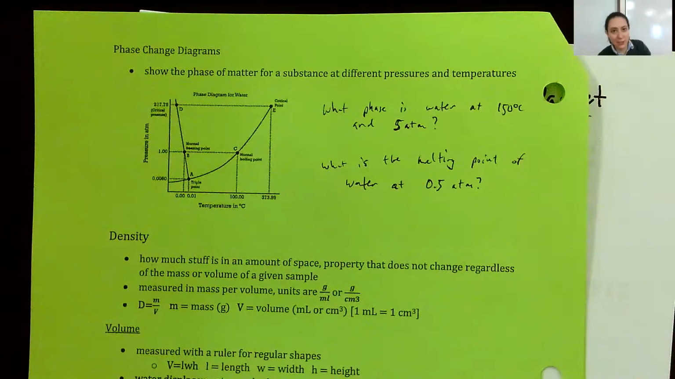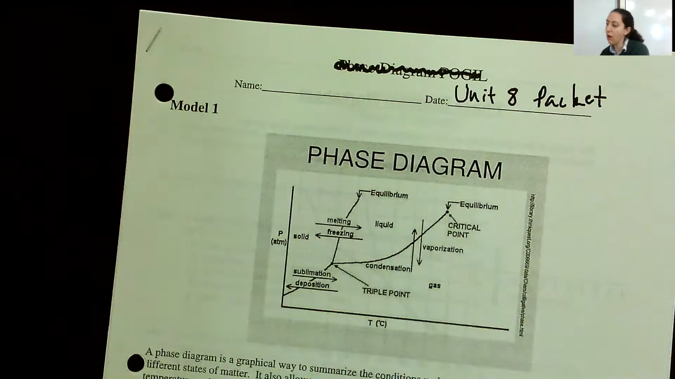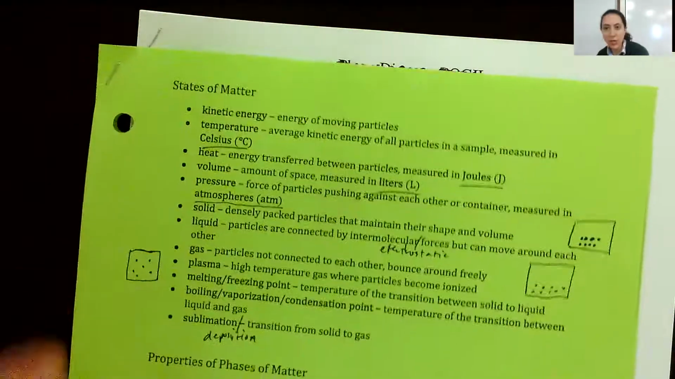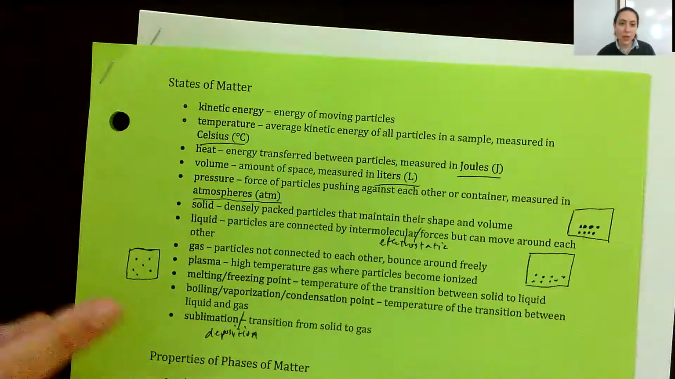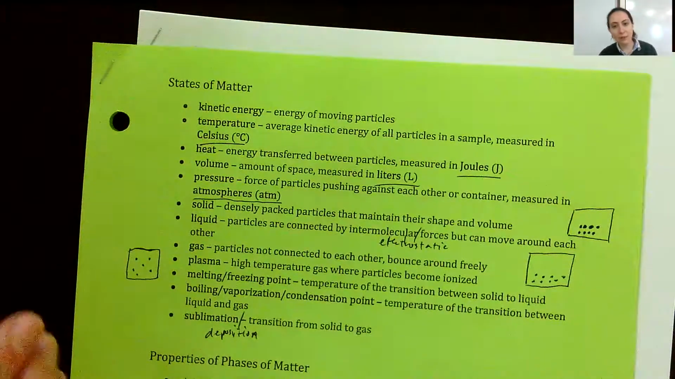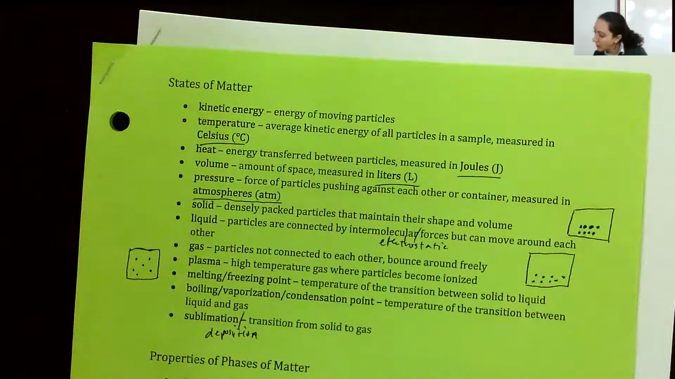Let's talk about phase change diagrams. So we've been talking before about phase changes in general. What are phase changes? It's converting between different phases of matter. So for example, melting and freezing, boiling, vaporization, condensing, sublimation, deposition are all phase changes.